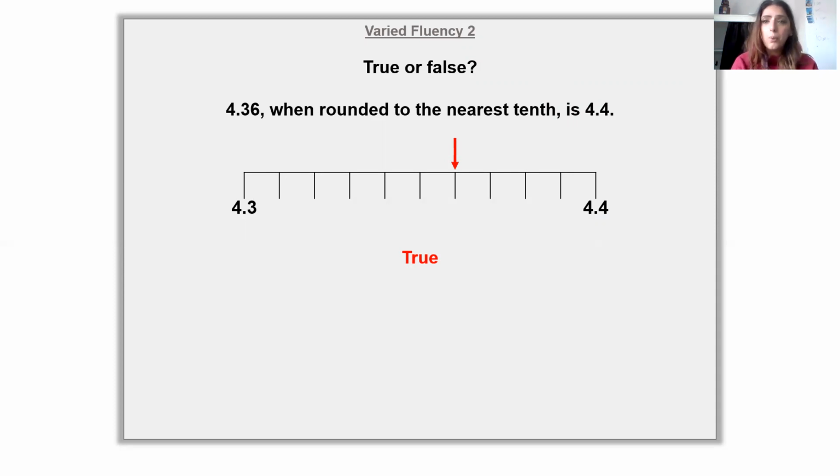Why? Because 4.36, if we have a look at these, 4 wholes, we have 3 tenths. We've got to look at its neighbour, and its neighbour is a hundredths. Now, if it's 5 and above, it goes up. So if we're rounding it up, the answer would be 4.4. And if you look on the number line too, it's much closer to 4.4 than it is to 4.3.